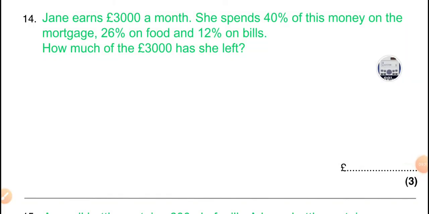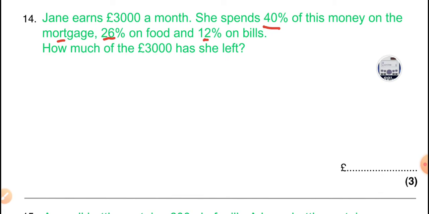Question 14. Jane earns £3,000 a month. She spends 40% of this money on the mortgage. So when you buy a house, you have to pay a mortgage for the house. And she pays 26% of this on her food and 12% on her bills. How much of the £3,000 has she left after she's paid those three things? So there's two ways you can do this question.